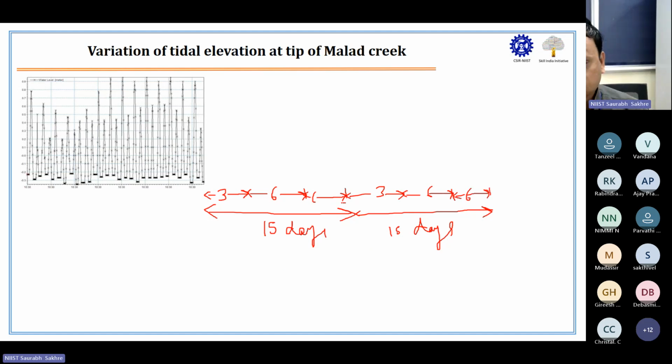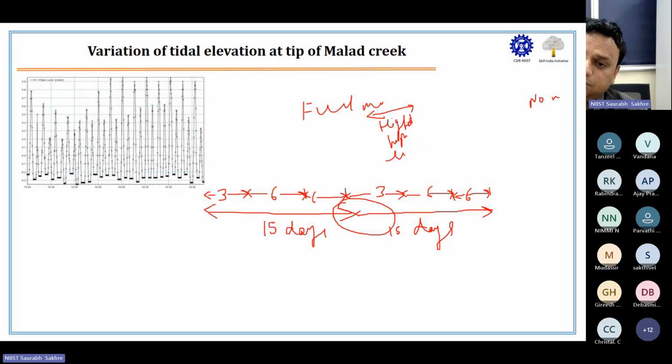Suppose this is full moon. Okay, this is full moon. So from full moon to no moon, I can divide the type of tides in 3 parts. When it is full moon to no moon, the initial 3 days will be highest of high tide and lowest of low tide, which means high tide also will be high and low tide will also be low.